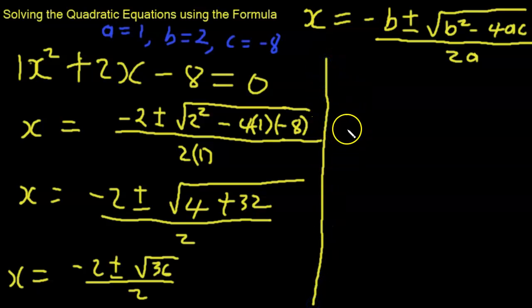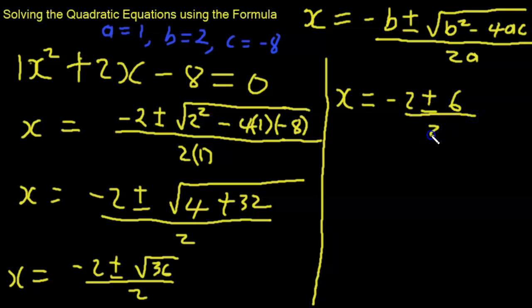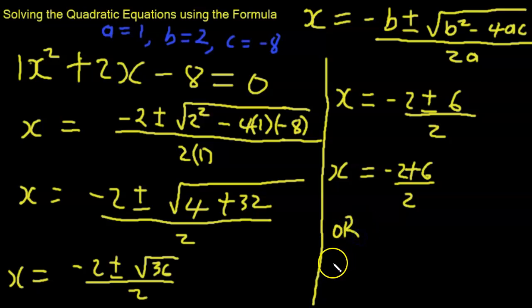And then what we have here now, x equals minus 2 plus or minus, what's the square root of 36? It's 6, all upon 2. So x equals minus 2 plus 6 upon 2, or x equals minus 2 minus 6 upon 2. So that's what the plus or minus means. In one case you add the 6, in one case you subtract the 6.